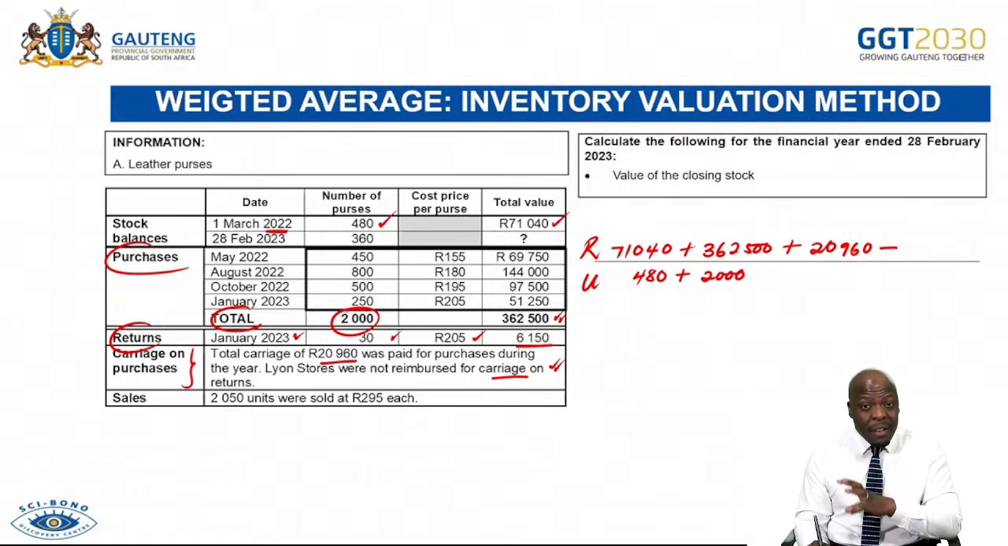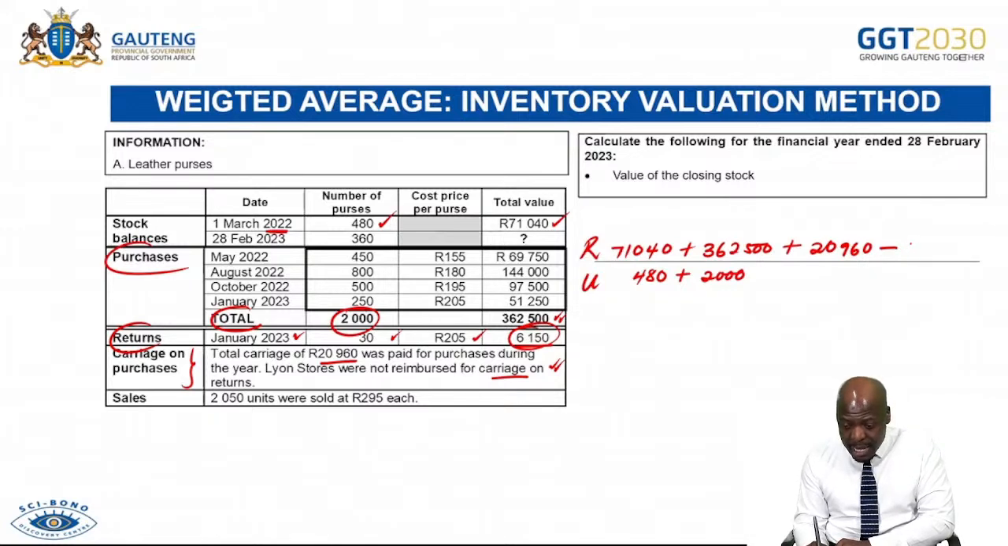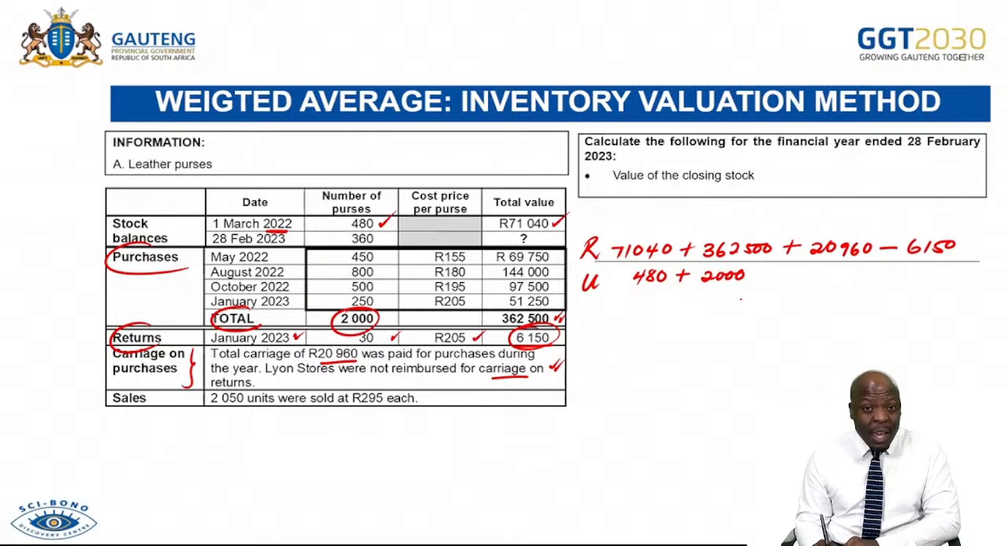So that means I'm going to leave it there. I'm just going to come and subtract the cost only of the units returned. Only the cost of the units returned. The total is how much? 6,150. So I'll come here, then I'll say minus 6,150. How many units were they? Do you still remember? These were 30 units. So I'll come here and say minus 30.